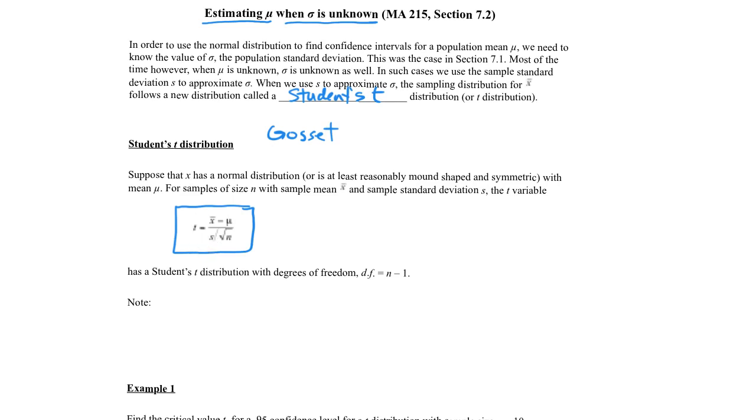One thing that is a little different with student's t, though, is we have this new thing called the degrees of freedom. The degrees of freedom is n minus 1. Remember that n is the sample size. We'll talk about it a little bit more later, but basically degrees of freedom is going to be n minus 1. So if you have 20 samples and you're using student's t, that means you've got 19 degrees of freedom.